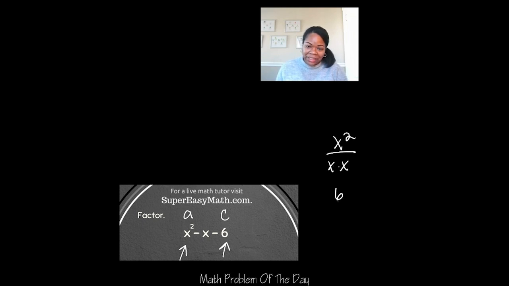And then 6 has a few different options. You can break that down into 1 times 6 or 2 times 3. And then you got to remember the negative versions of those. In fact, I said 6, but really I should say negative 6 because the sign in front of it is a subtraction sign. So that goes along with that 6.